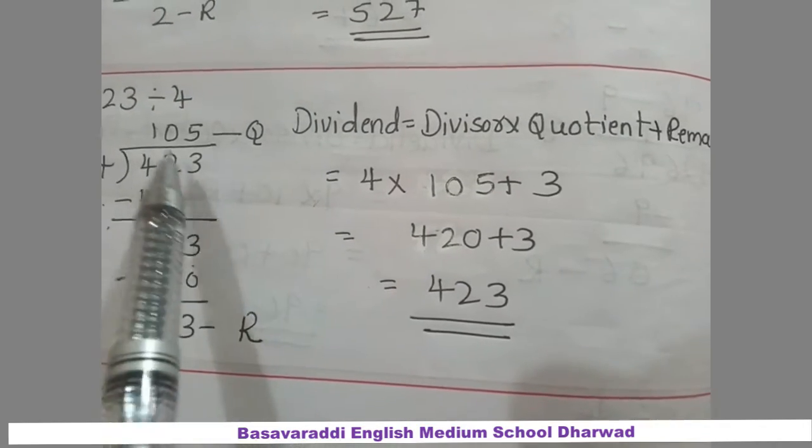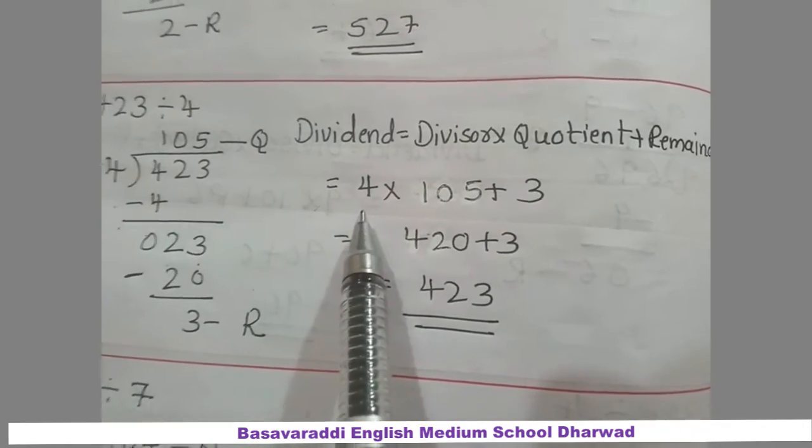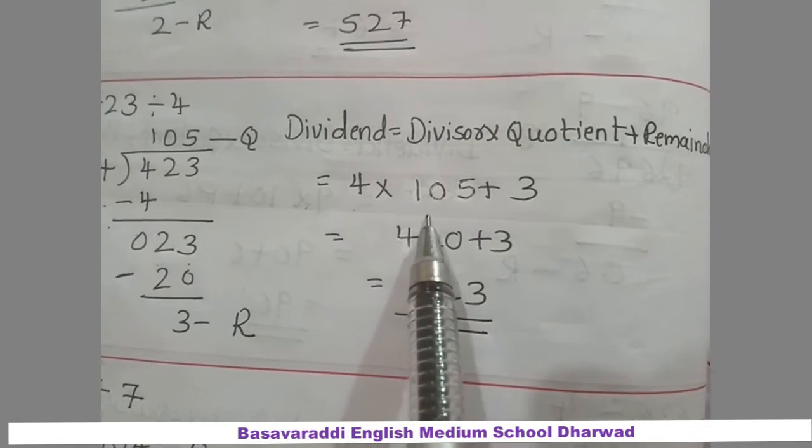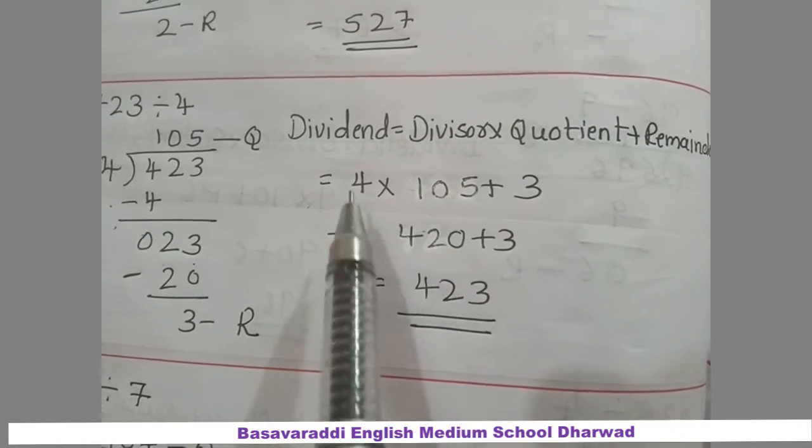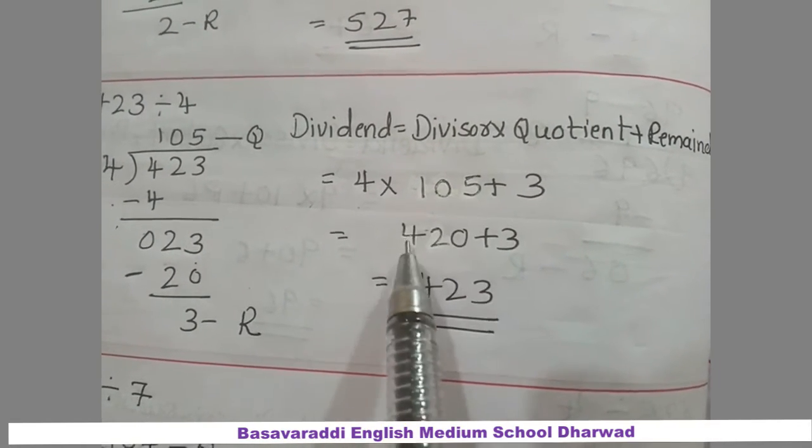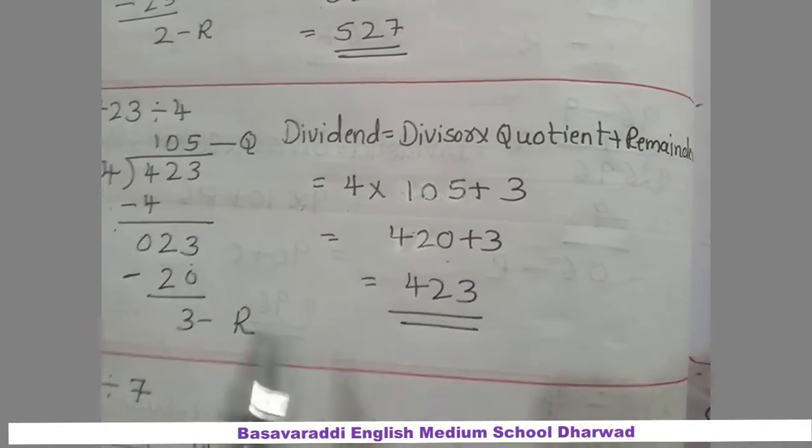So the quotient is 105. Then what do we have to do? We have to check the answer. 4 into 105 plus 3. So 4 into 105 means 420 plus 3, 423.